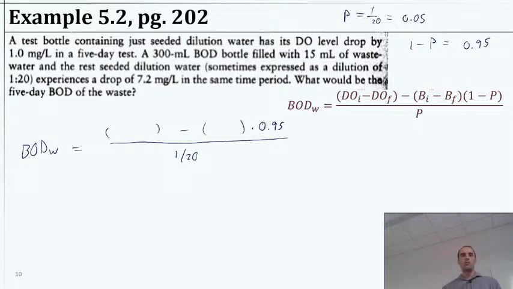So what we can do instead is say, well, the DO initial in the mixture test minus the final in the mixture, that drop was 7.2. So we can go ahead and put a 7.2 here because it dropped by that much. Then we can do the same thing for the dilution water that dropped by 1 milligram per liter. And then it's a matter of putting in our numbers, right?